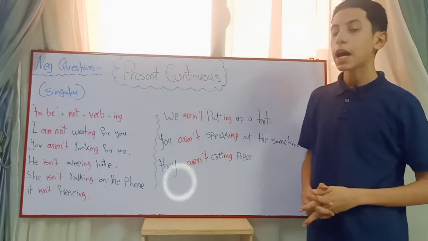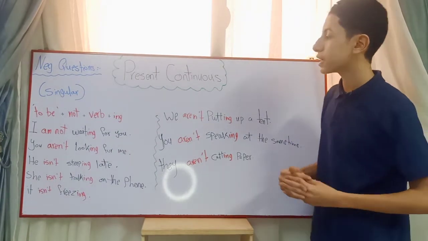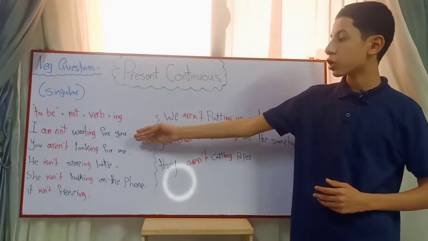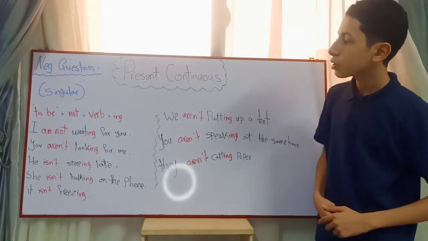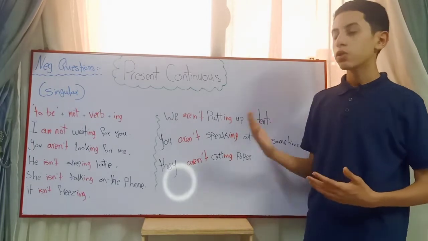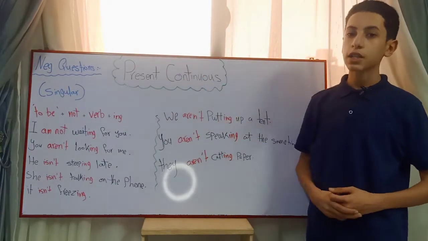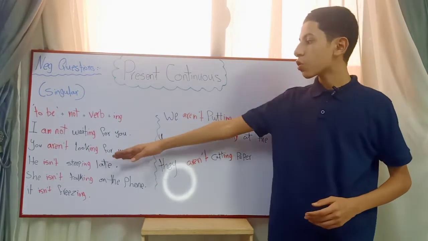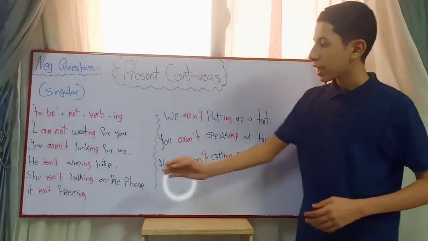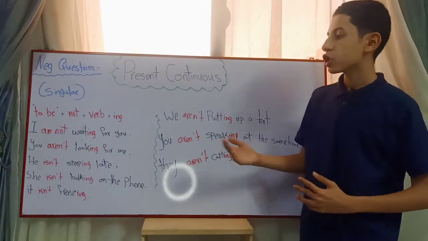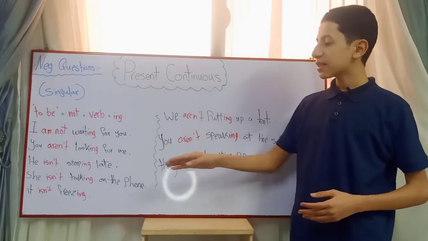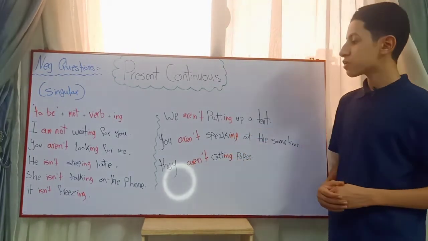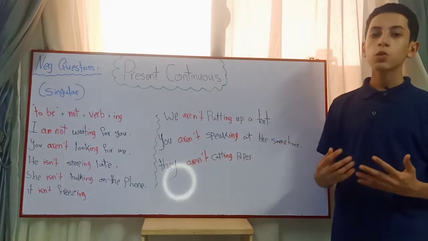Okay, now let's see how to use the negative question form in the present continuous tense. So with the singular pronouns I, you, he, she, and it, we use to be plus not plus verb plus ing. For example, I'm not waiting for you. You aren't looking for me. He isn't sleeping late. She isn't talking on the phone. It isn't freezing.